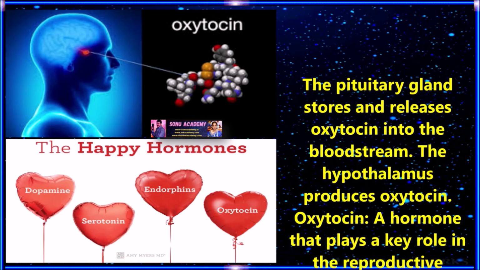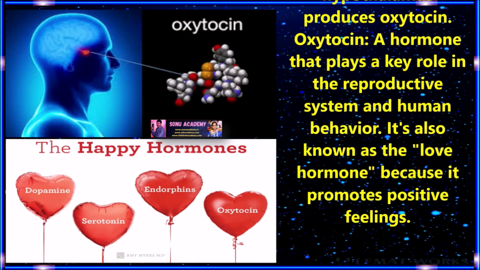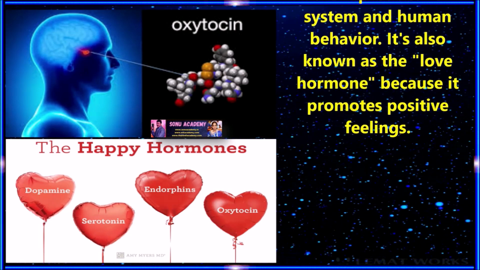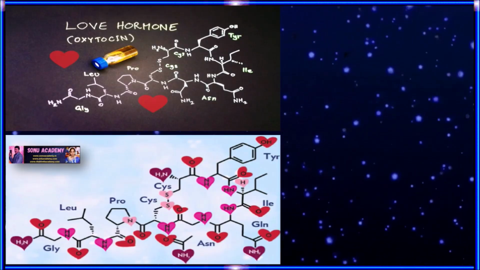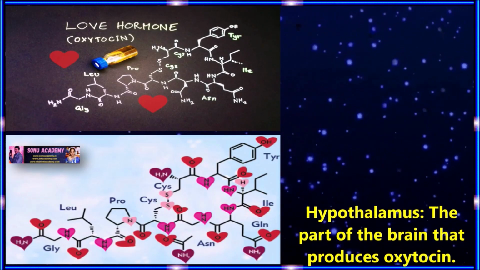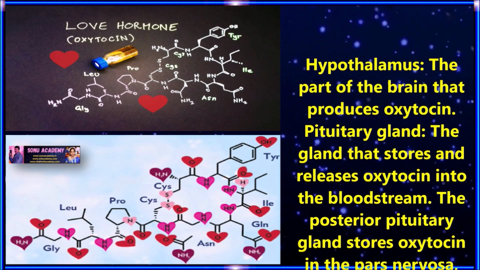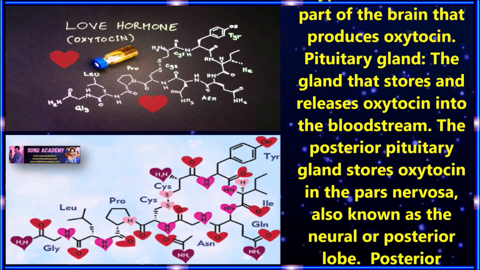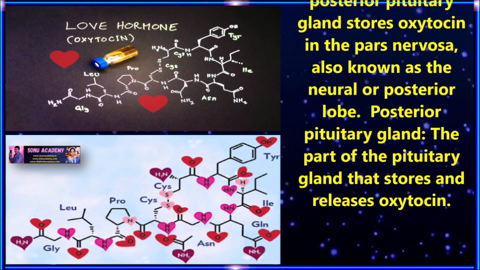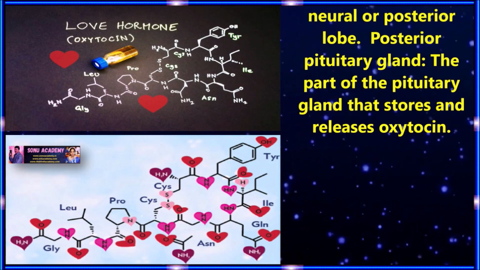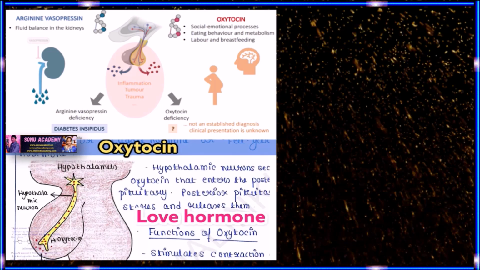The hypothalamus produces oxytocin. Oxytocin is a hormone that plays a key role in the reproductive system and human behavior. It is also known as the love hormone because it promotes positive feelings. The hypothalamus is the part of the brain that produces oxytocin, and the pituitary gland stores and releases oxytocin into the bloodstream. The posterior pituitary gland stores oxytocin in the pars nervosa, also known as the neural or posterior lobe. The posterior pituitary gland stores and releases oxytocin.